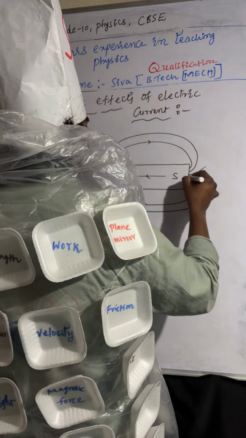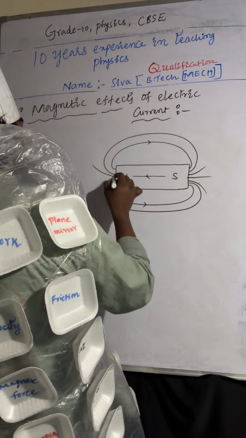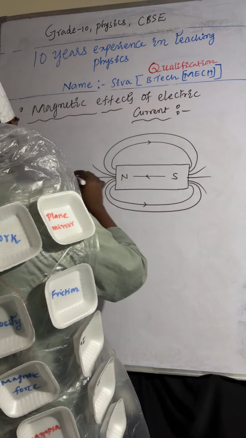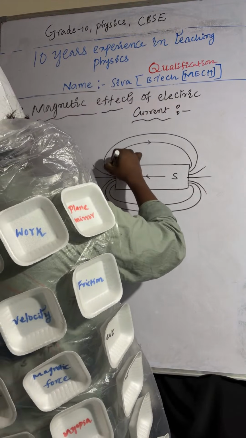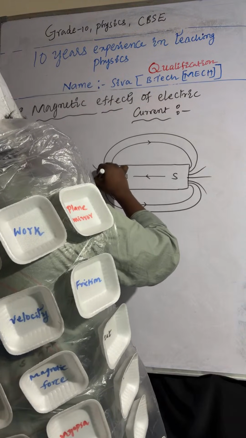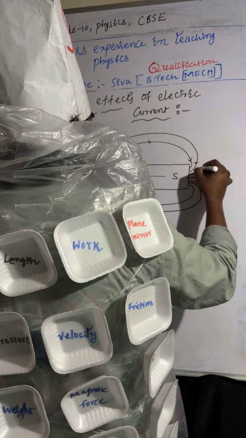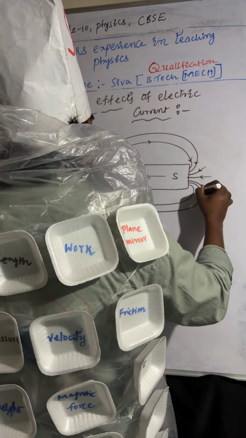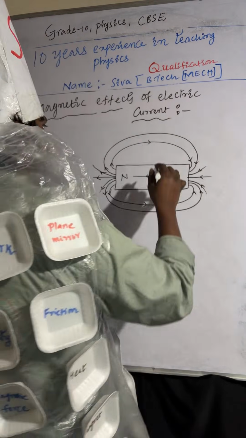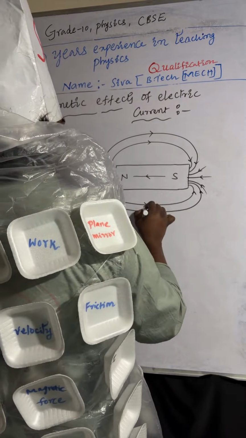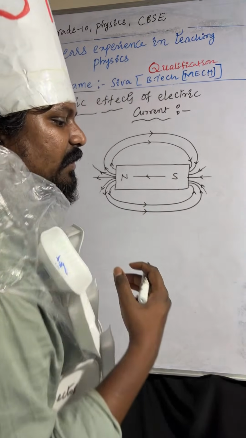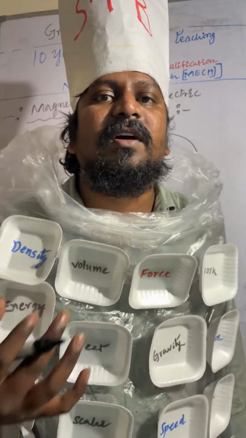You can observe like this. Outside, the magnetic field is moving away from the north pole and reaching towards the south pole. Understood? So this is the magnetic field around the bar magnet.